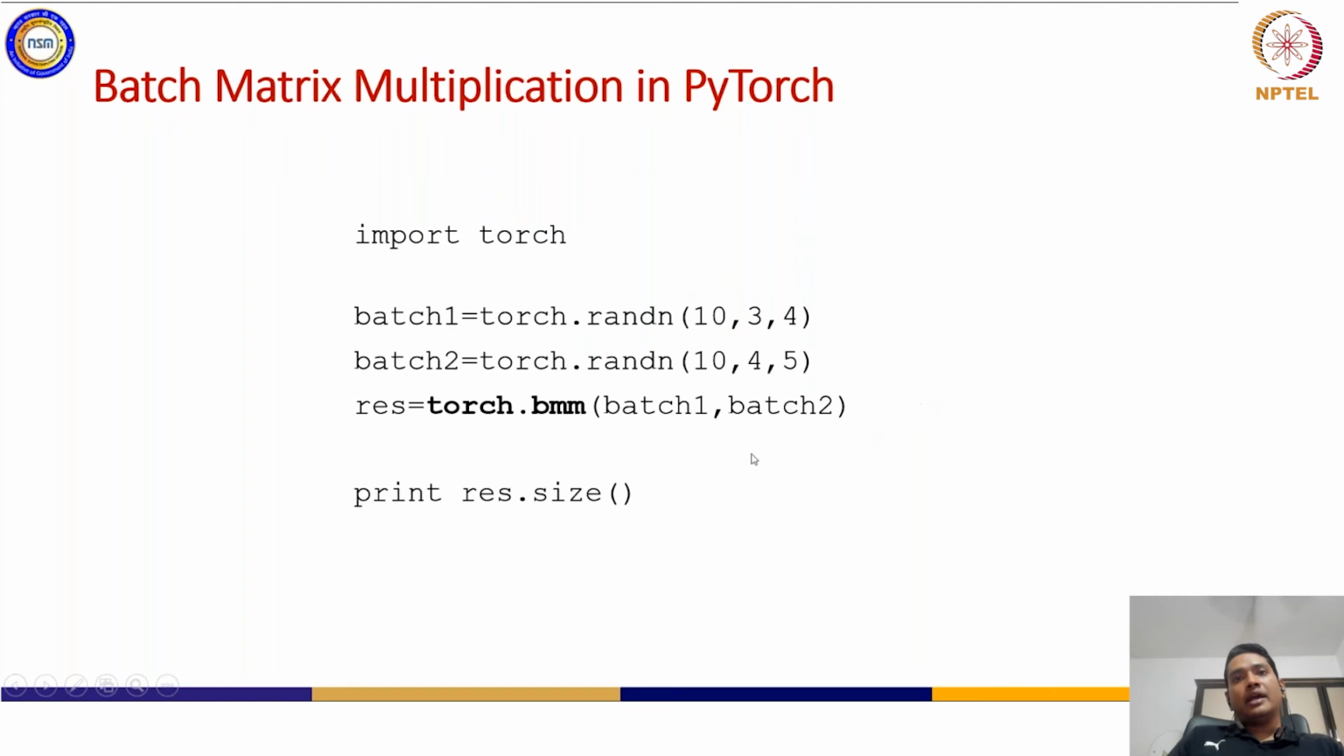If you want to see the resultant batch matrix size, now the size will be 10, because you have multiplied 10 matrices with 10 other matrices, so you will get 10 matrices as the result. So 10 samples in, 10 samples out. You have done the matrix multiplication for 3 by 4 and 4 by 5, so you will get 3 by 5 as the resultant matrix dimension.